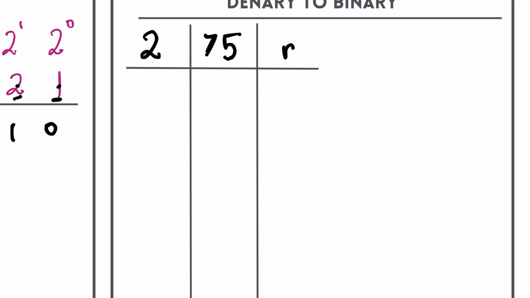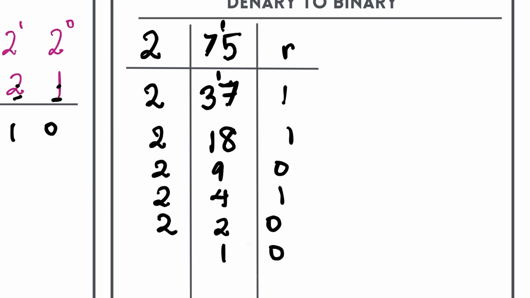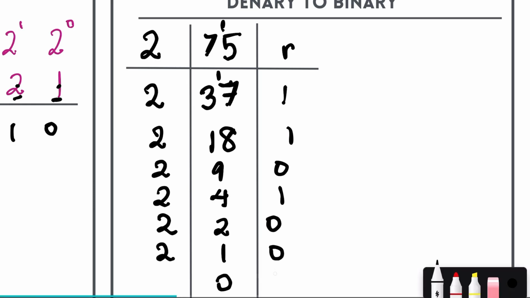We're gonna divide by 2, okay? So how many times does 2 go into 75? It goes 37 times, remainder 1. And then 2 goes, so short division, you have to be really good in your short division, 8 times, remainder 1. 2 goes into 18 9 times with a remainder of 0. 2 goes into 9 4 times with a remainder of 1. 2 goes into 4 twice with a remainder of 0. 2 goes into 2 once with a remainder of 0. And 2 goes into 1 0 times with a remainder of 1.